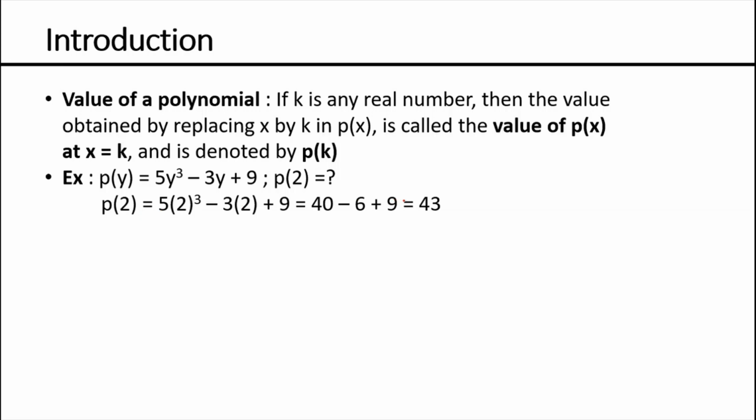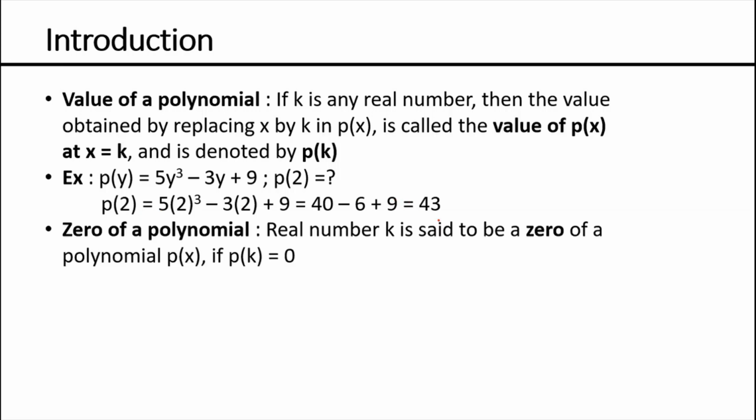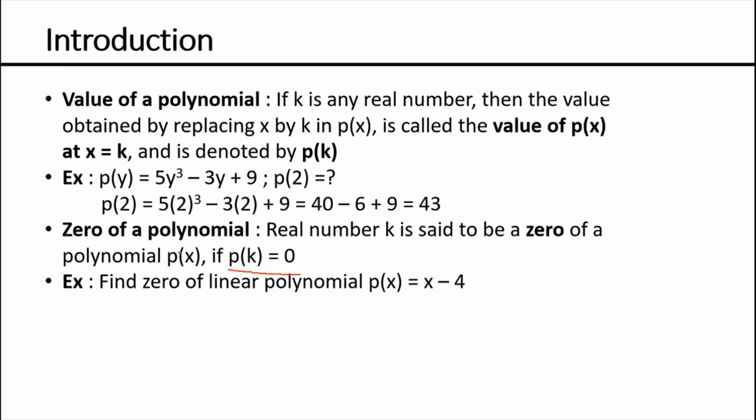So the value of this polynomial p(y) at y equal to 2, p(2), is 43. Now we are going to look at an important term, which is zero of a polynomial. Zero of a polynomial is that value of variable x where the value of the polynomial becomes 0. So basically we are looking for that value of x where p(k) becomes 0. Since the value of the polynomial becomes 0, that is why this value of x is known as zero of a polynomial. Again, we'll take an example in order to understand this clearly.